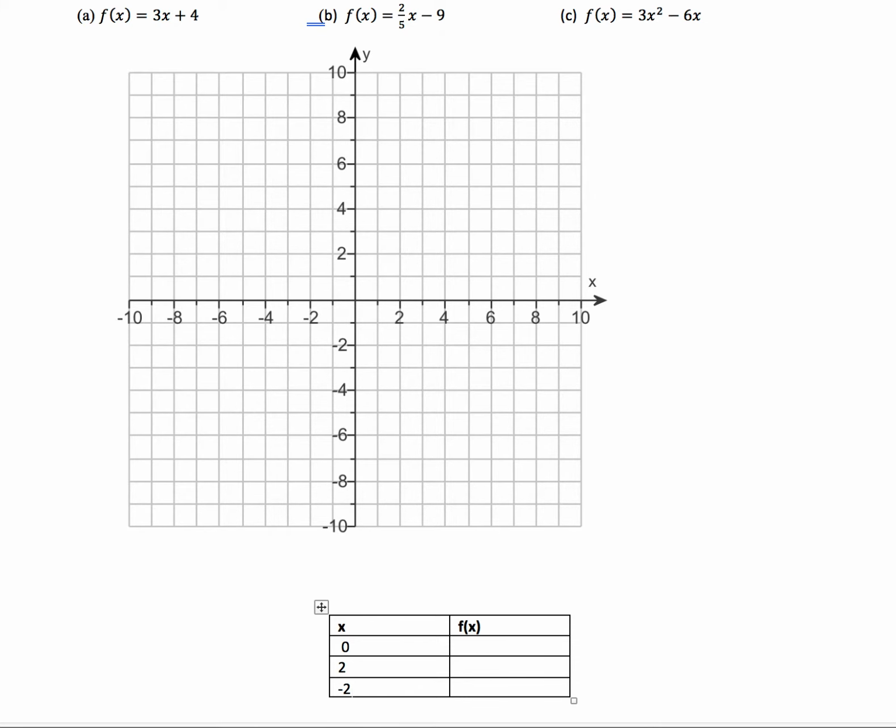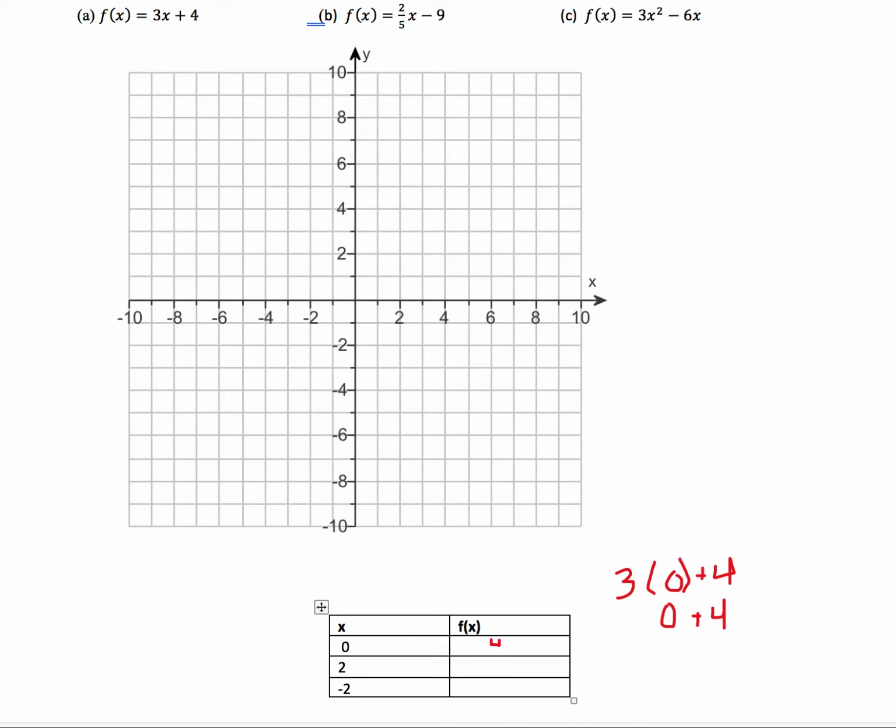All right, so the next thing I'm going to do is I'm going to go to my function and I'm going to plug these numbers in. So the first thing that I'm going to be looking at is an x value of 0. So if I plug a 0 in right here for this x, then I'm going to have 3 times 0 plus 4. Okay, and we know that 3 times 0 is going to stay 0, and then we're going to add 4. So 0 plus 4 is going to give me a 4.